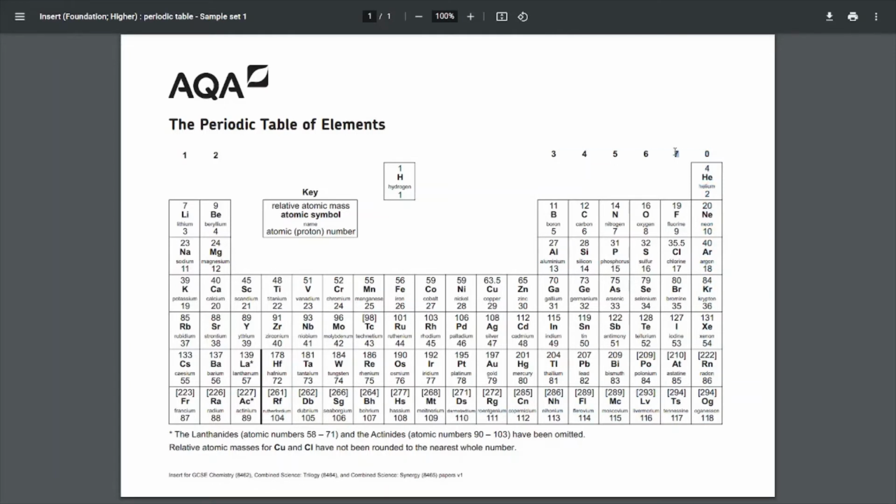Group 7 only needs to gain 1 electron to make 8 in its full outer shell, and group 1 needs to lose 1 electron to make 8 in its outer shell. So they are the most reactive, and these ones in the middle are less reactive because they have more electrons to gain and lose. But this brings me on to electron shielding.